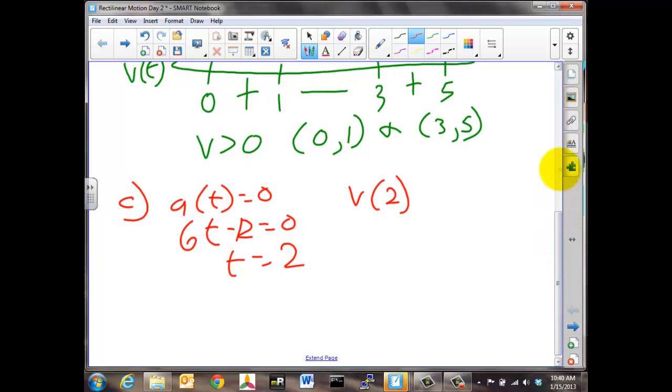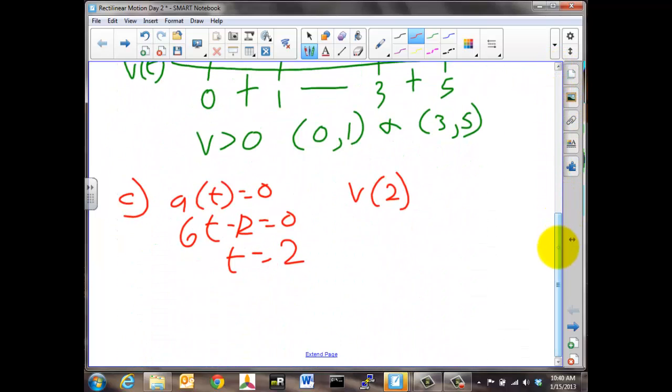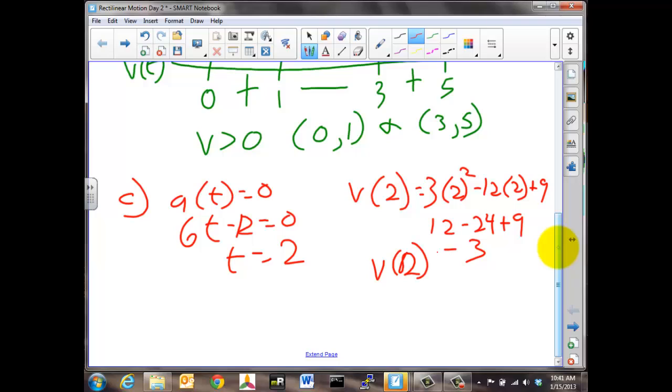So we're going to plug the 2 into our velocity function, which was 3t squared minus 12t plus 9. 3 times 2 squared minus 12 times 2 plus 9. That's 12 minus 24 plus 9 is negative 3. So the velocity at 2 is negative 3. What does that mean is happening at 2 seconds? I'm moving which direction?